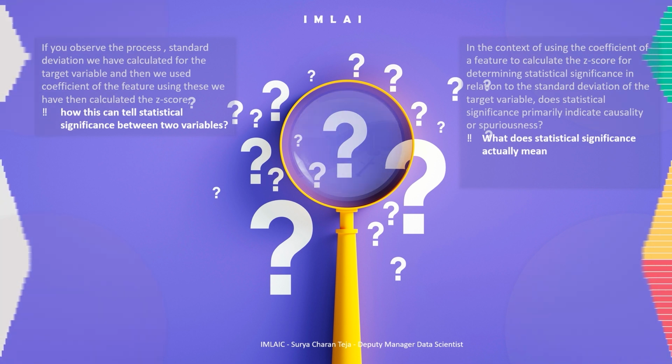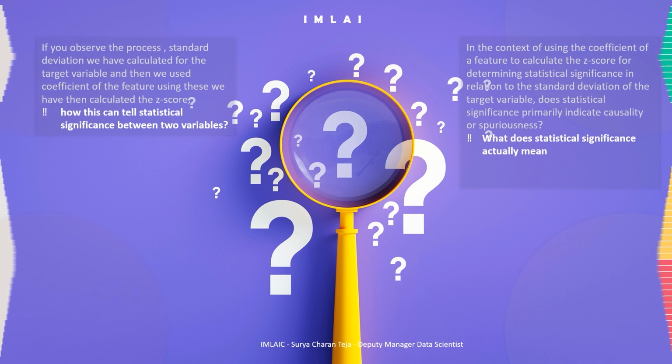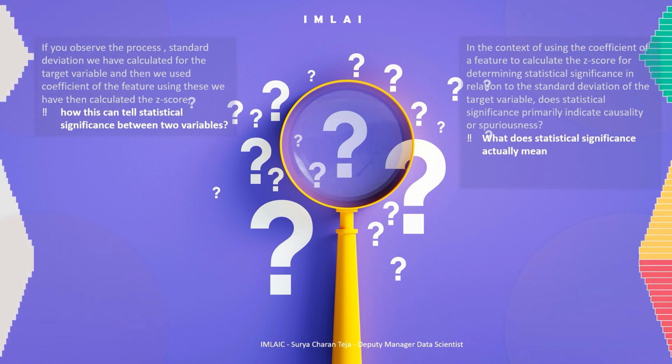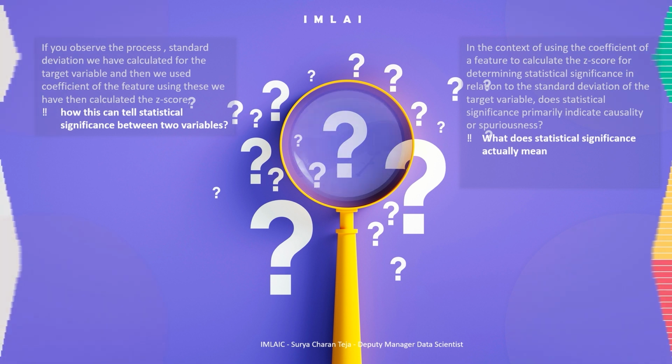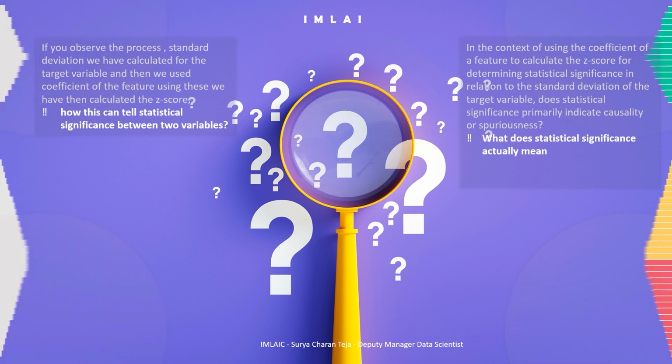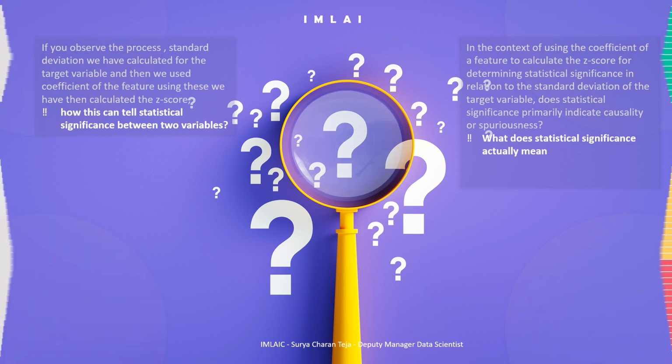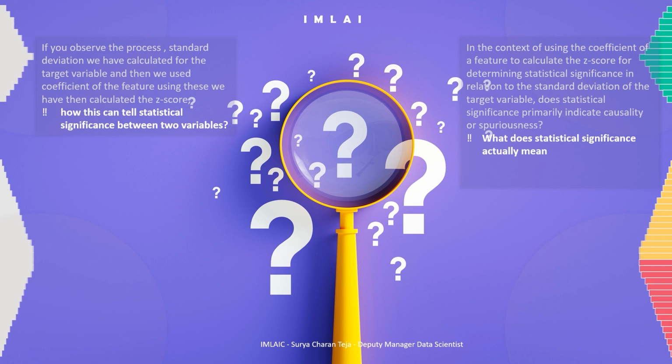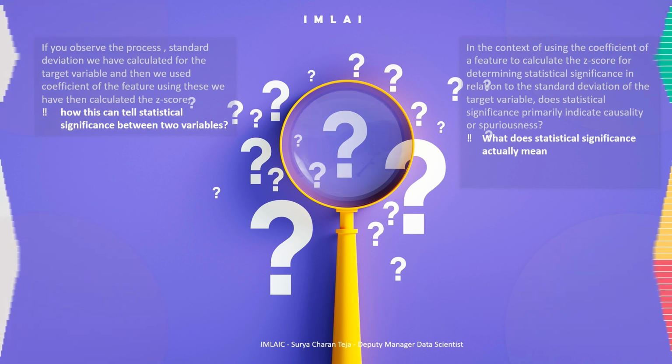When you say statistically significant, what does it mean? How is it connected with your data where you have two variables? How can statistical significance tell that the relation is significant, significant enough? How can some number, the p-value, tell whether the relationship between two variables is significant or not?